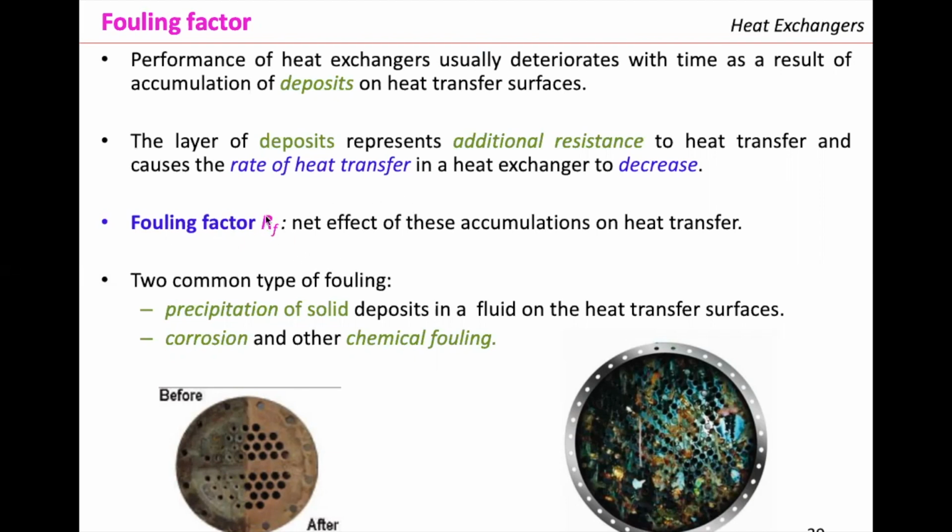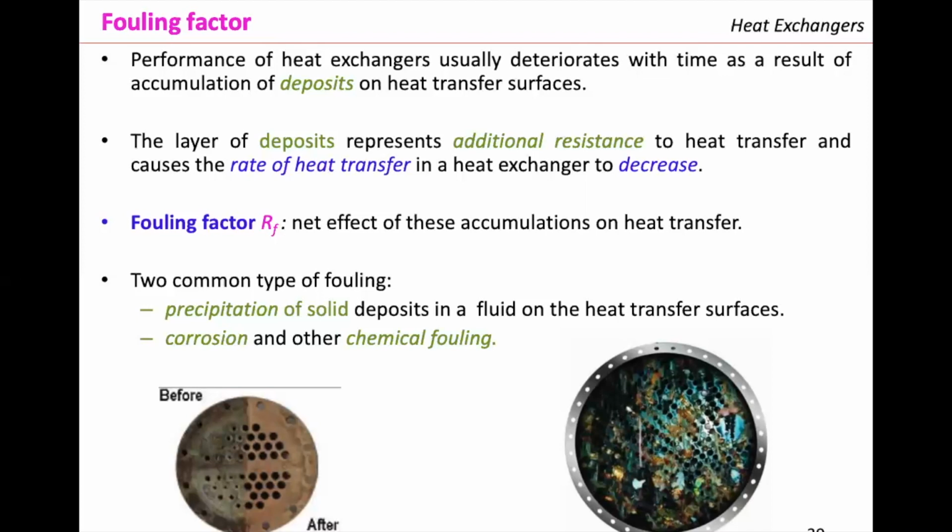So this fouling factor helps us to add the net effect of these accumulations on heat transfer. And two common types of fouling are precipitation of solid deposits in a fluid on the heat transfer surface, and corrosion and other chemical fouling. So as you can see, this is how a fouled surface area for a heat exchanger looks. You see how the area is affected? And this is after cleaning our heat transfer area, right?